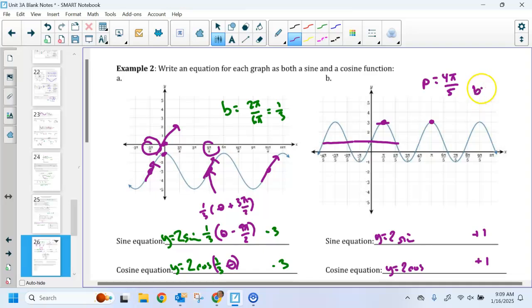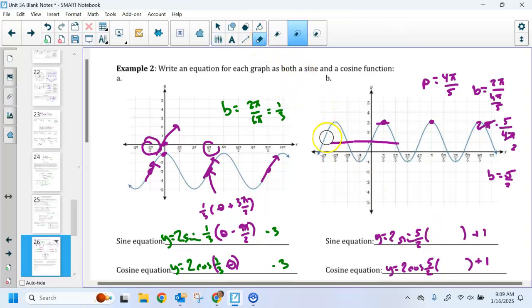So that means my b value, which is 2 pi divided by 4 pi over 5, is 2 pi times 5 divided by 4 pi. 2 pi over 4 pi simplifies to a 2 in the bottom, so my b value is 5/2. So you will have to do some manipulation computations to figure out your b value there. Okay, so now I just need to find if I've got horizontal or vertical shifts.